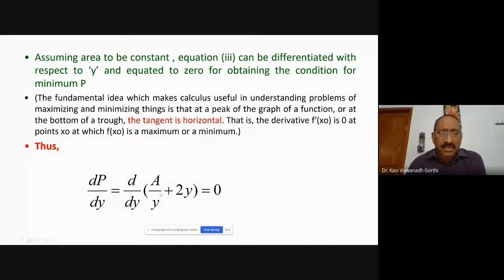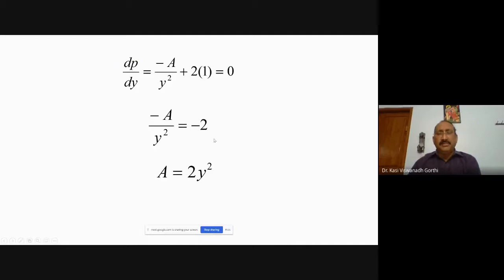So dP by dy, that means d by dy of A by y plus 2y, must be equal to 0. You need to differentiate A by y and 2y. A is constant, so the differential of 1 by y with respect to y is minus 1 by y square, and the differential of 2y is 2 into 1. Here you have minus A by y square plus 2 equal to 0, so A is equal to 2y square, which gives you the wetted area A is equal to 2 into y square.